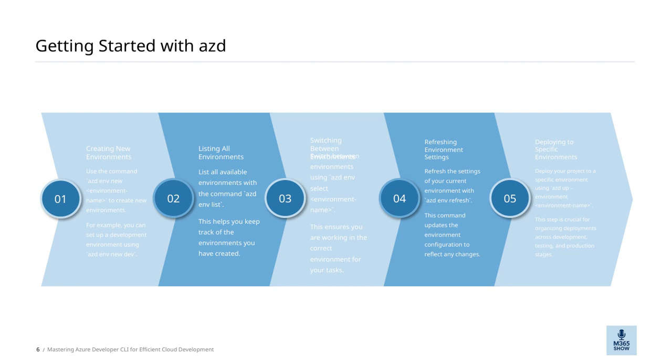Sometimes, you need to refresh your current environment settings to make sure it reflects the latest changes. The command asd env refresh updates the environment configuration, keeping everything in sync. Finally, when you're ready to deploy your project, you can target a specific environment with asd up followed by the environment name. This step helps keep your deployments organized, whether you're deploying to development, testing, or production. Mastering these commands makes your cloud development process much more efficient and organized.